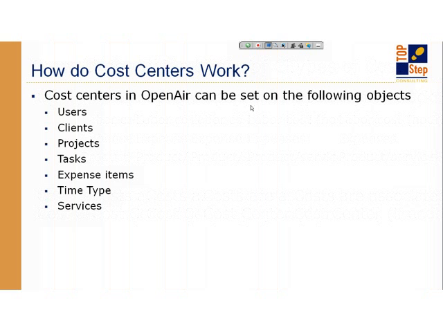So cost centers right now in OpenAir can be set up on the user records. They can be associated to clients, to projects, to individual tasks within the project, so you can override your cost centers there, to expense items themselves, to the time type feature, which some of you may not be using, but it's an additional category field that you can add to the timesheet when you're entering time. And services. Services are used quite a bit throughout the OpenAir system, especially when there's integrations and keeping track of accounting, chart of accounts type thing, general ledger accounts.